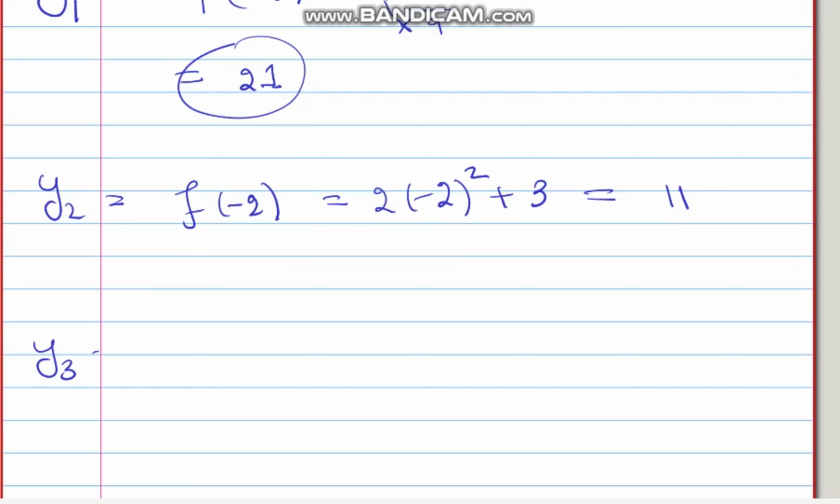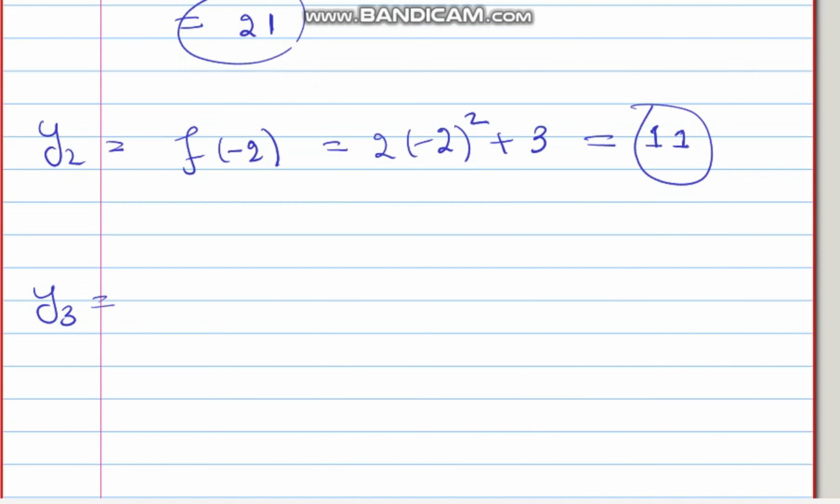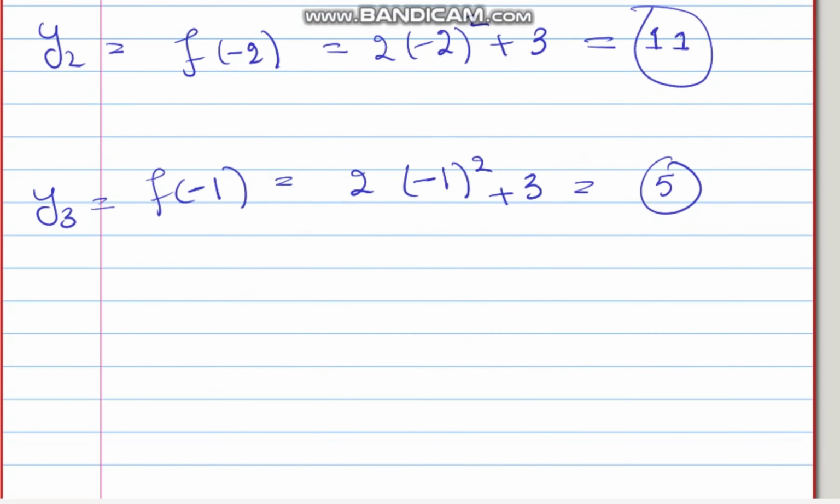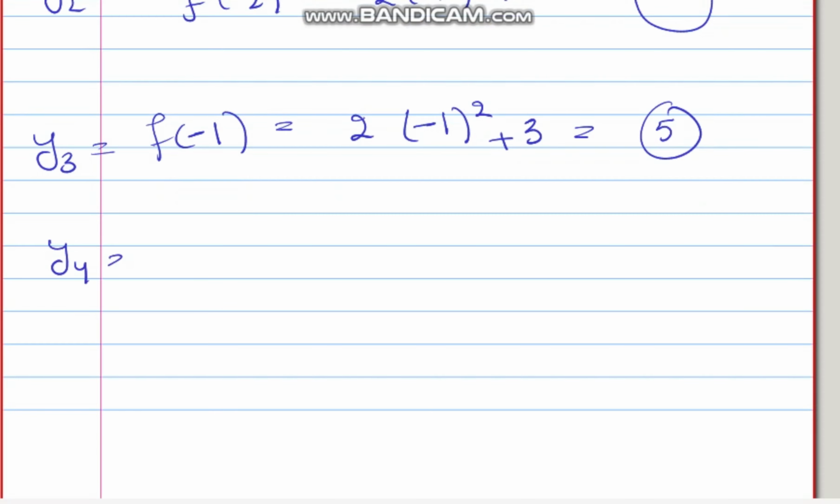And similarly y3 will be what? We have found the y2. We now find the y3. Just put the minus 1 in place of x plus 3. Minus 1 square will be 1, and 2 multiplied by 1 is 2. 2 plus 3 is 5. This is the 5. Similarly, just find the y4, and I will put the 0. Just put the 0 in place of x here, plus 3. It will be like 3.